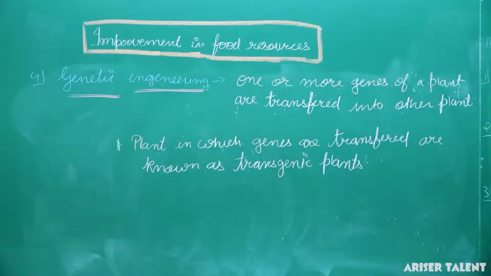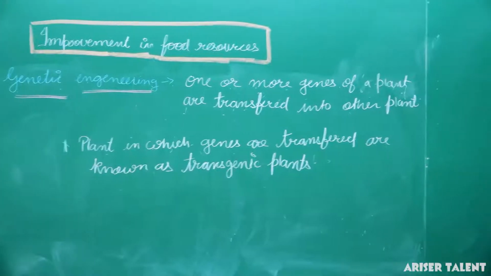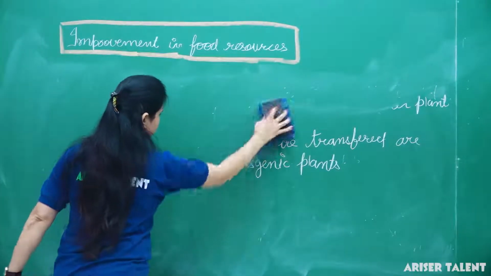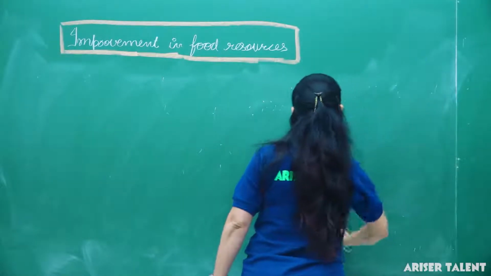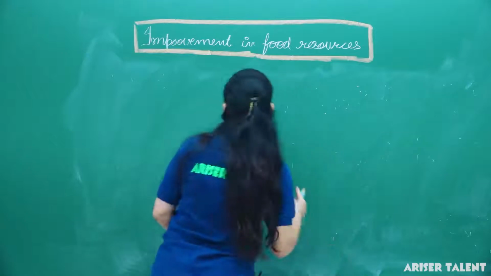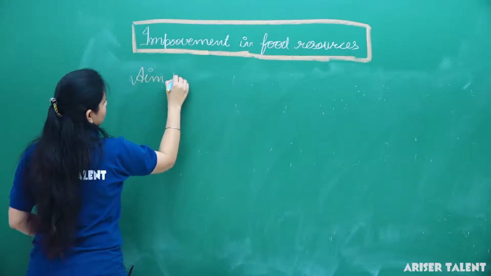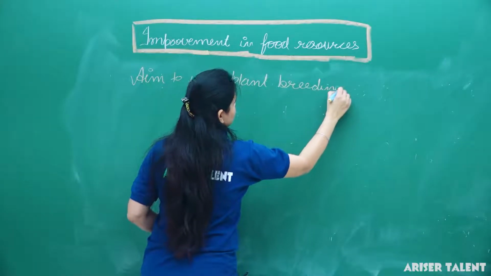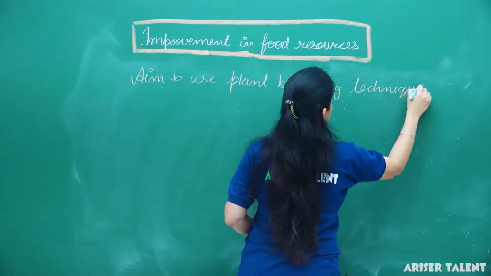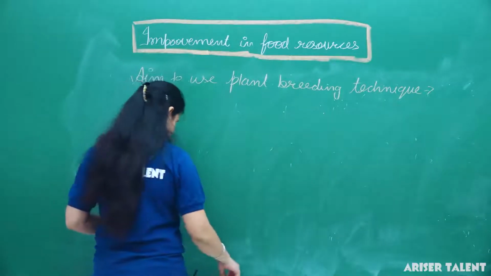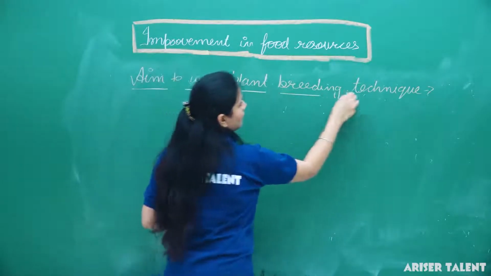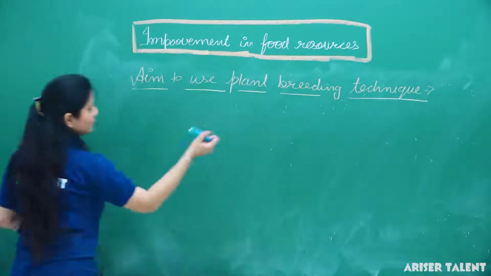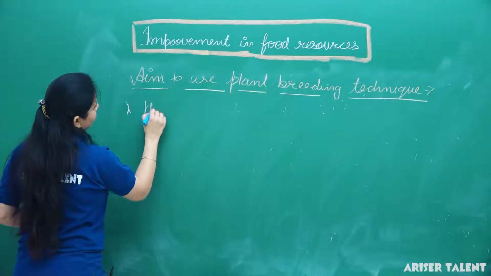Okay, so what is the aim to use this plant breeding technique? Now we will discuss the aim. What is the aim of plant breeding technique? Okay, we use this plant breeding technique to get high yield of the crops. Thus we can say we use plant breeding technique to get high yield of crops.